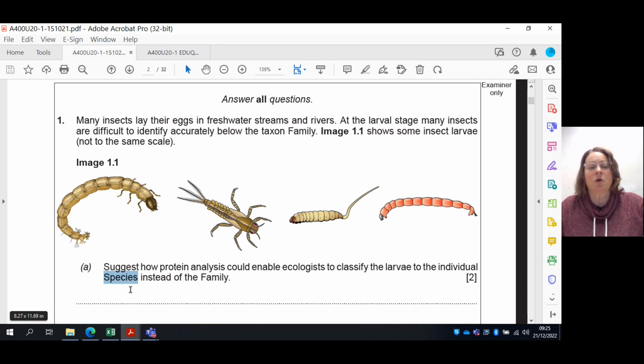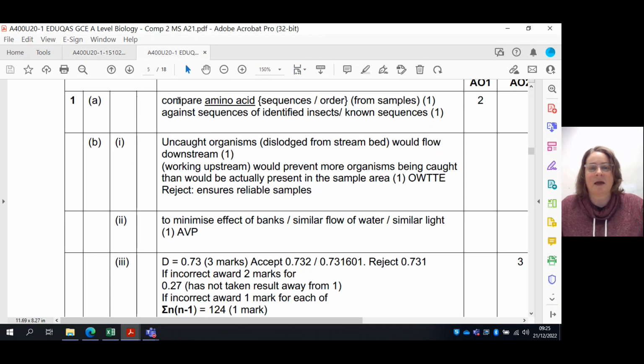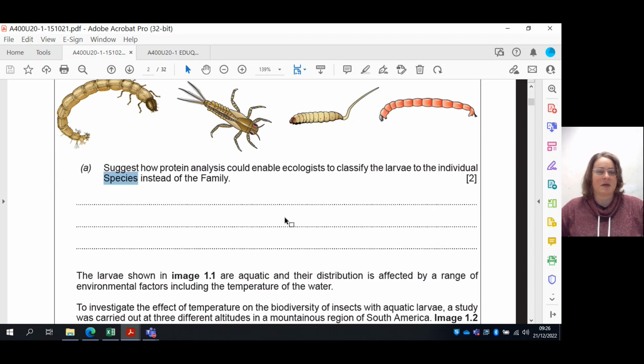So linking that to proteins that are known to be in this particular species, that's what gets you the 2 marks here. So compare the amino acid sequence. Protein analysis means look at what amino acids you have there against known sequences, so sequences that are identified in specific insects. That would have gotten you the 2 marks for that one.